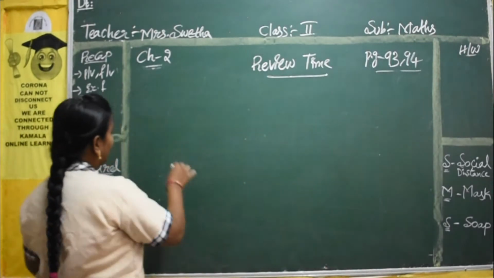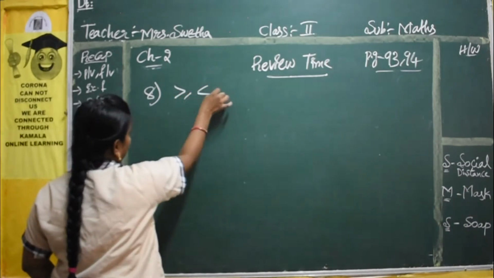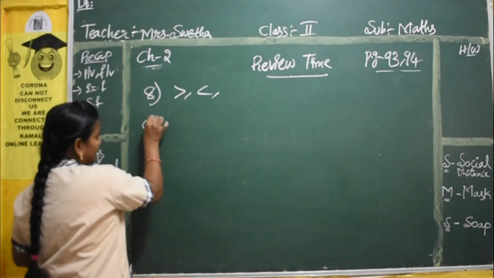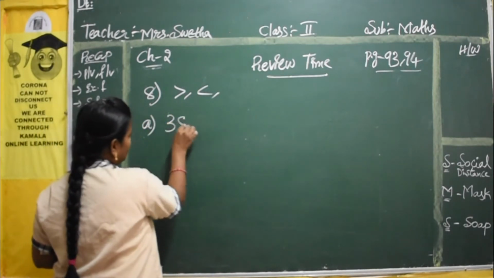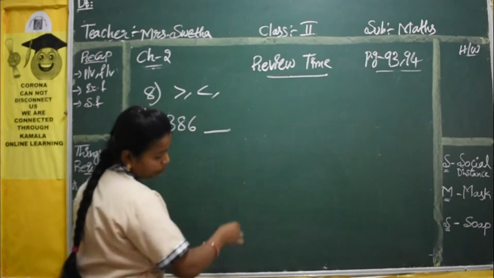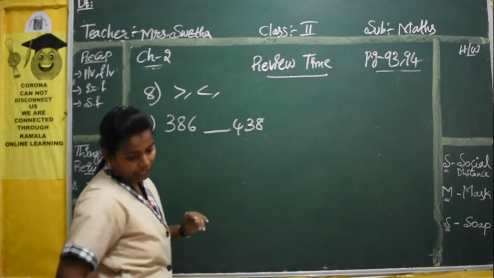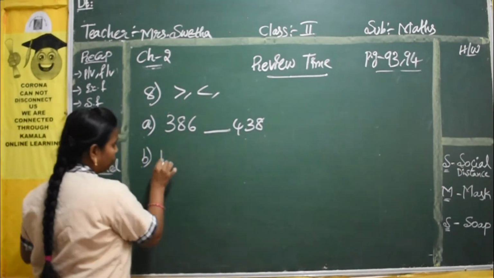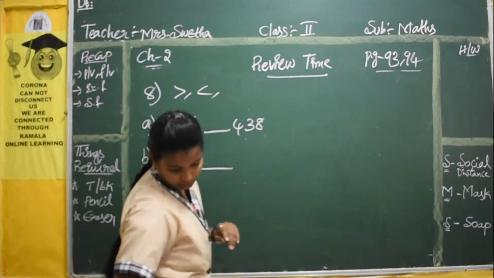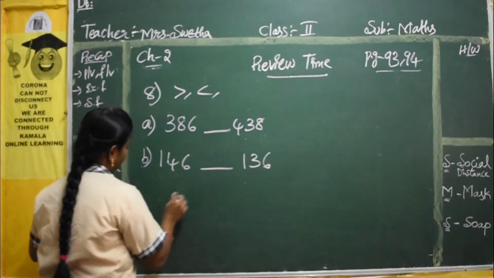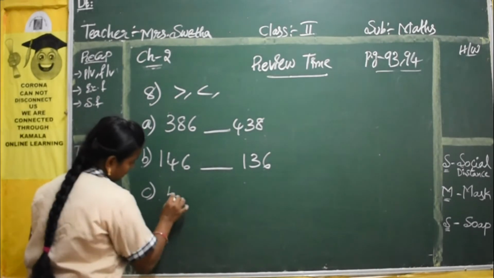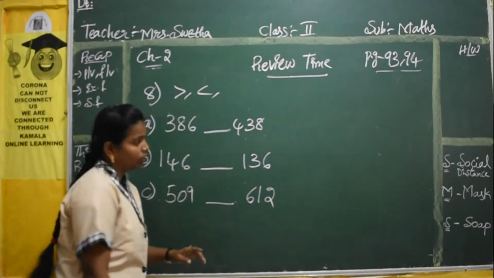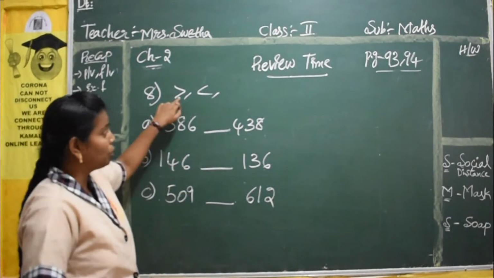See, in the 8th bit, you are having greater than and less than symbols. So here you have to compare the numbers, check the numbers, and use the symbols. Here you have a complete 6 questions. From these 6 questions, I am going to tell you 3 questions.